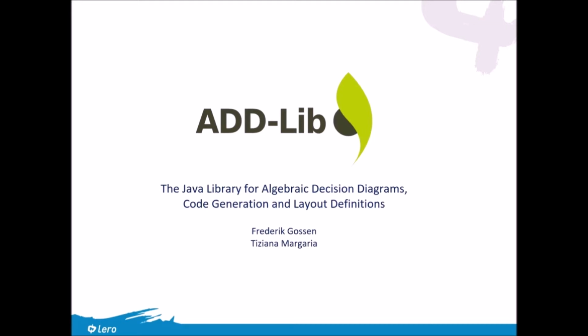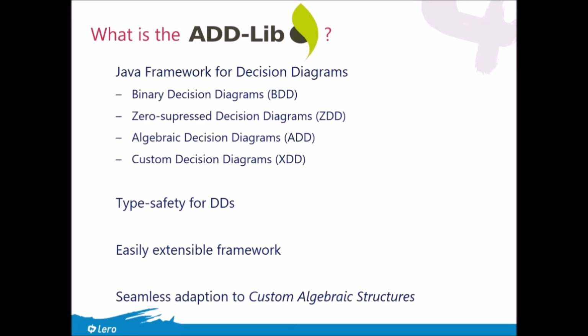It is developed by Frederick Gosson and Tiziana Margherita. It is a Java framework for decision diagrams, binary decision diagrams, and zero suppressed decision diagrams. We haven't discussed them in the previous lectures, but essentially they are binary decision diagrams with all true edges pointing towards a false terminal being removed. So only true edges going to true terminals are left, and false edges going to false terminals are left. So they're almost like a more compressed version of binary decision diagrams.